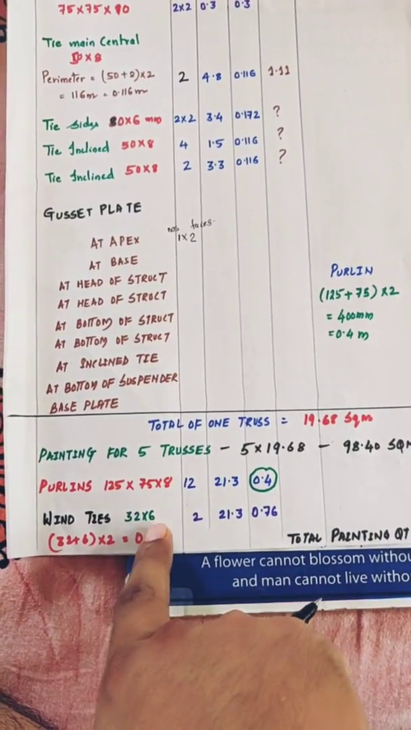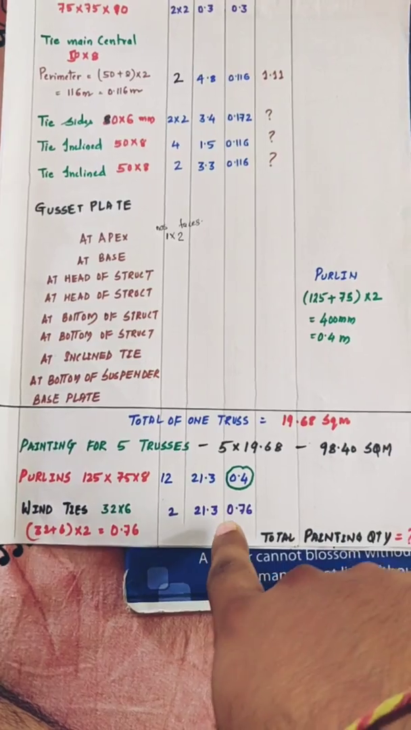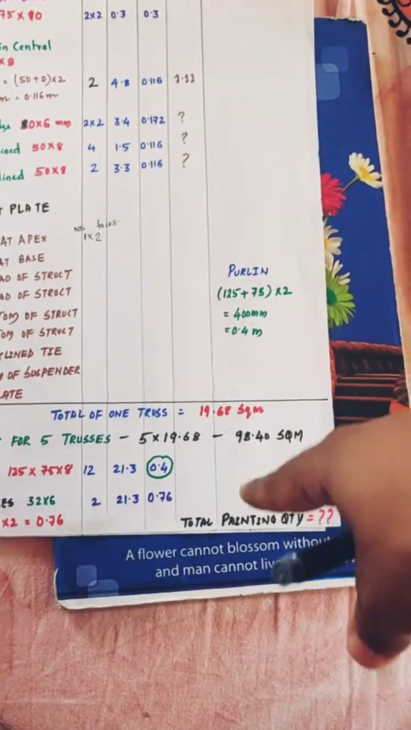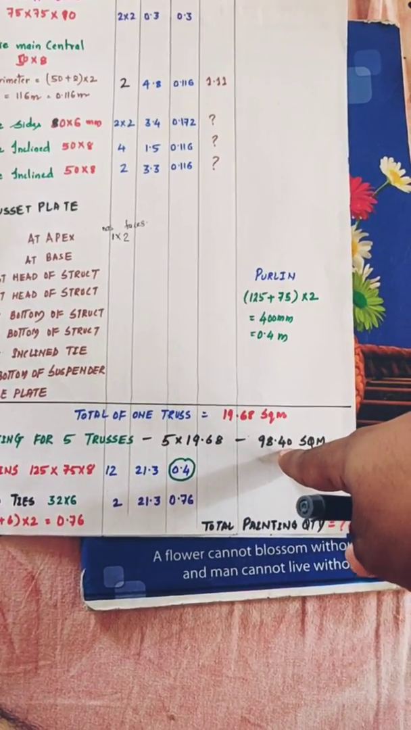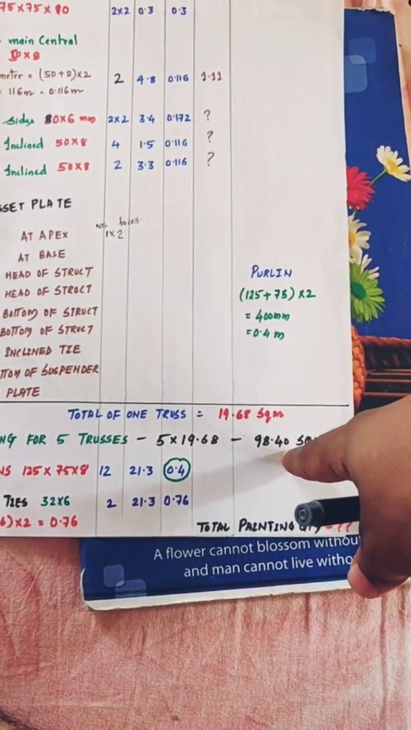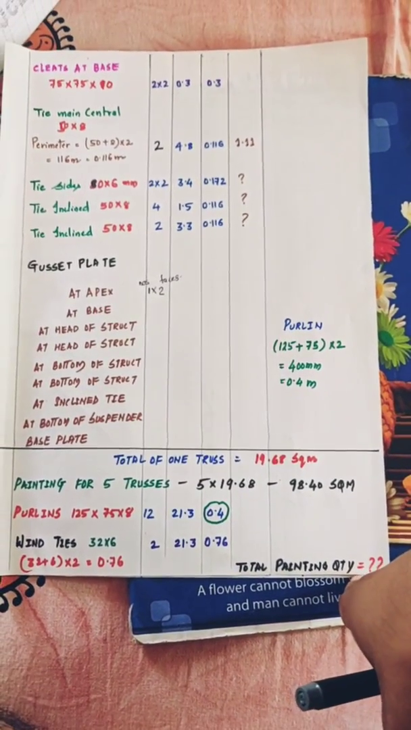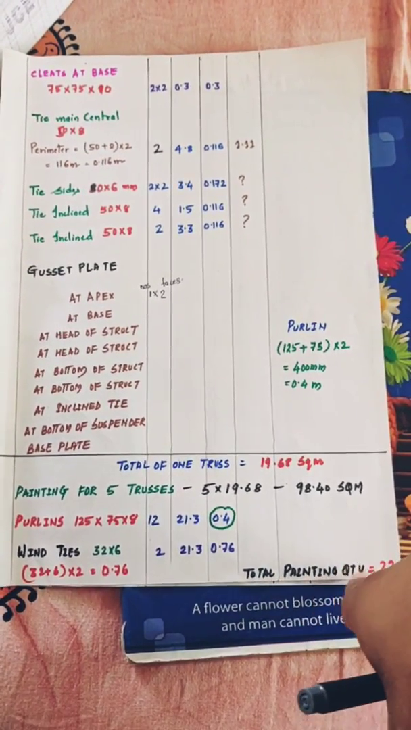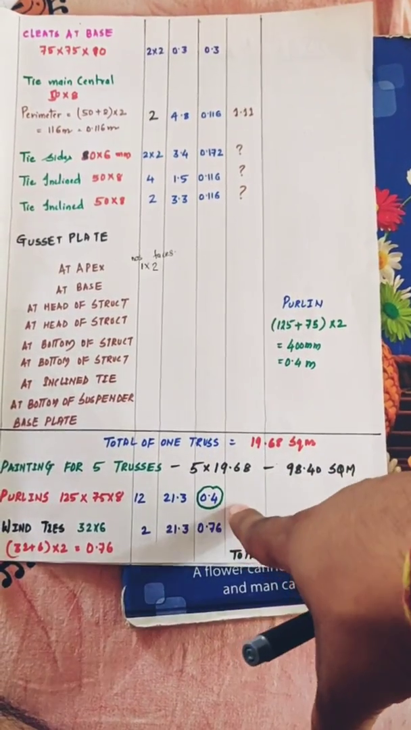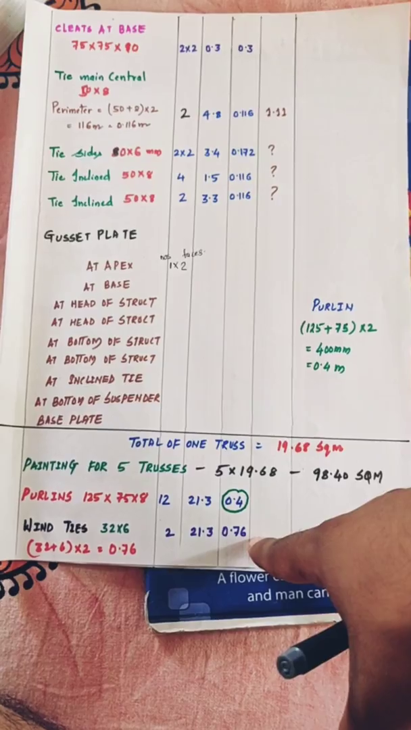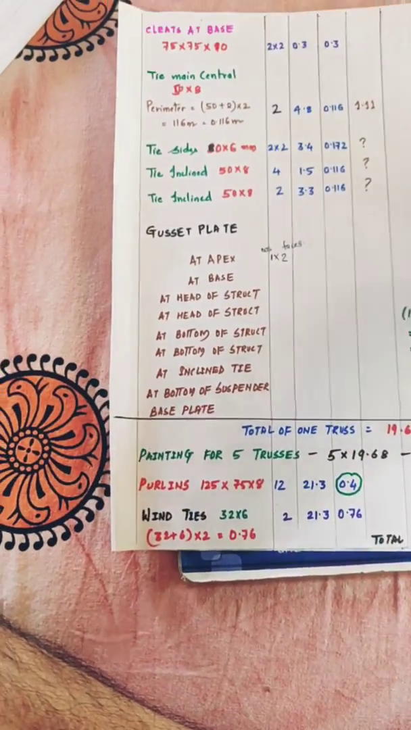Wind ties 32 by 6. So 32 plus 6 into 2, you will get this. This is the quantity for wind tie. After you do all this, add these two painting quantities to this. Once you add them, you will get the total painting quantity of the steel structure. This total painting quantity is with respect to the painting quantity of 5 trusses plus the painting quantity of purlin plus the painting quantity of wind tie. All together, you get the total painting, right?